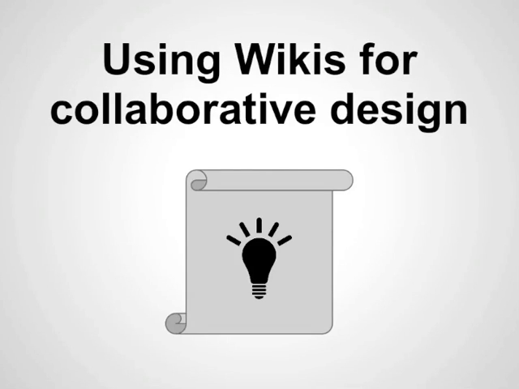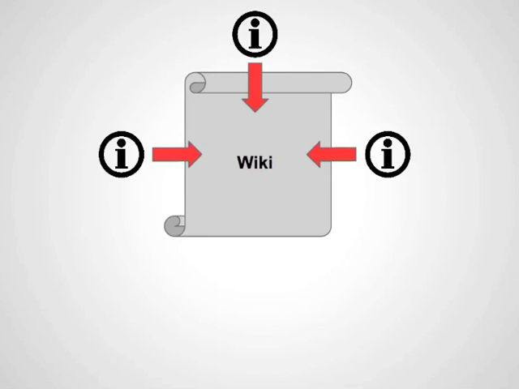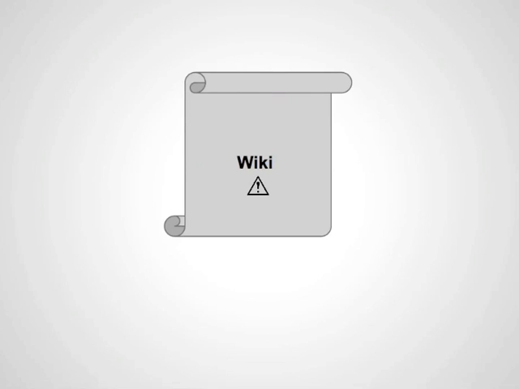Using wikis for collaborative design. On the web today, a wiki is a web page that anyone can edit. Information comes from all directions. It's only a matter of time until someone finds concern about that information.